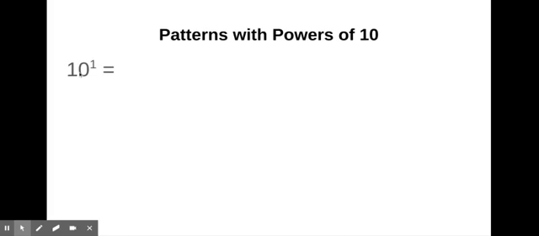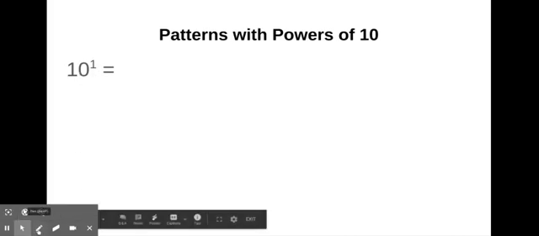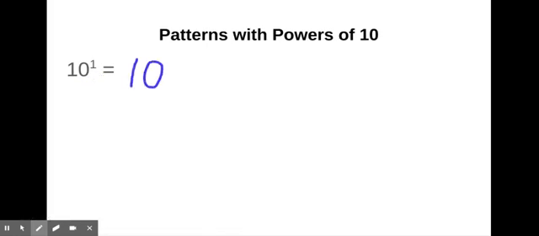First off, take a look at 10 to the first power. So we learned that this number is our base, so it tells us what's being multiplied. And this number is our exponent. It tells me how many times it's being multiplied. This is a 1, so I only need 1 10. Well, 10 times 1 is 10, so we keep 10 here. So 10 to the first power is 10.